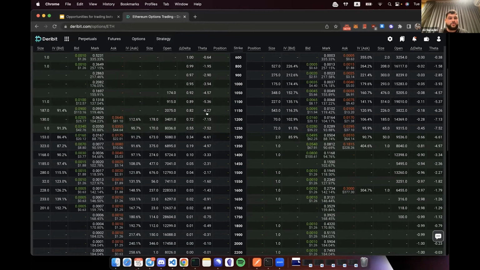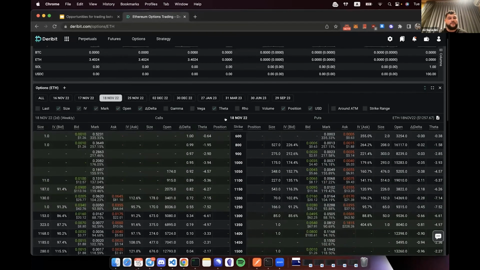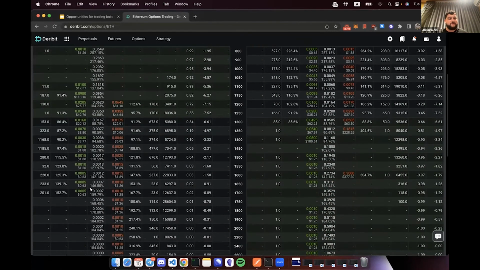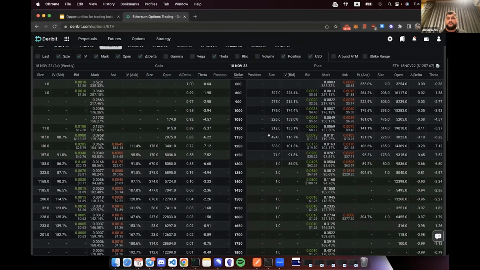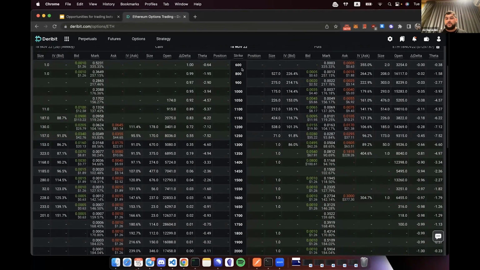Here are the option calls on Deribit for next Friday, and the least risky and still liquid option here is with strike price 1,700, and you can still buy and sell it here. And it's the same for puts. For puts, you can look here. I'm going to show you the strategy later, and the smallest liquid strike price is 800.